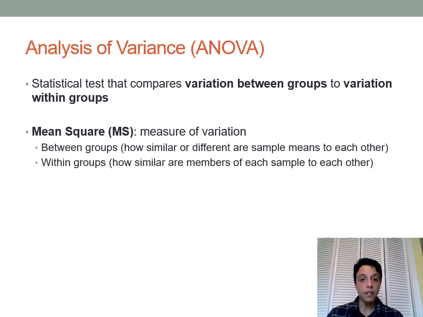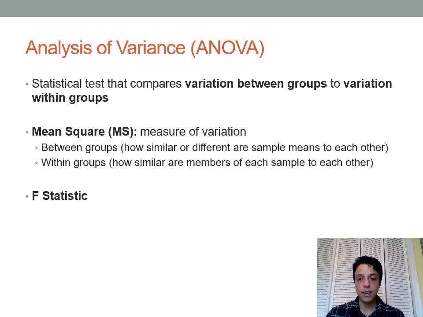You've got your within groups. Your mean square within groups is going to be a measure that summarizes how similar the different members of each sample are to each other. So across all three groups, are members of each group really similar to each other, or do you have more variation within each of your samples? And these two measures, your between groups mean square and your within groups mean square, are used to calculate a test statistic referred to as an F statistic.